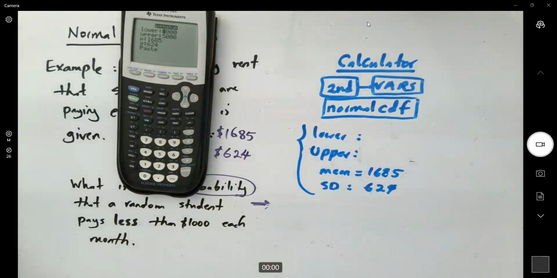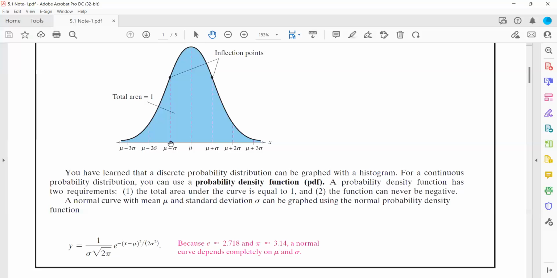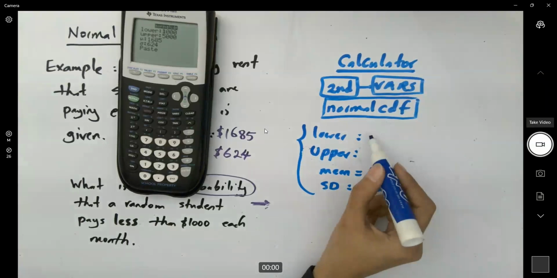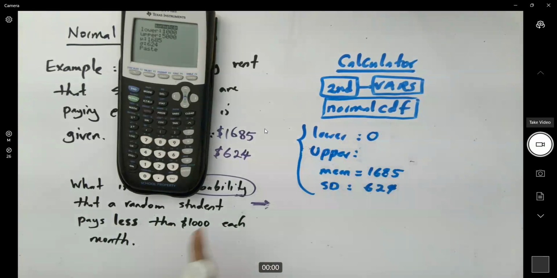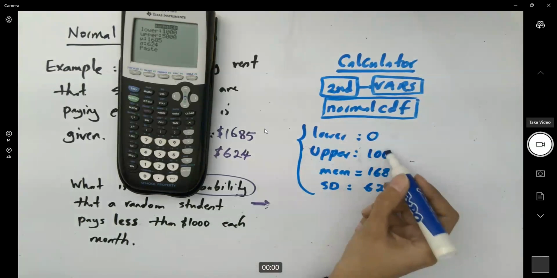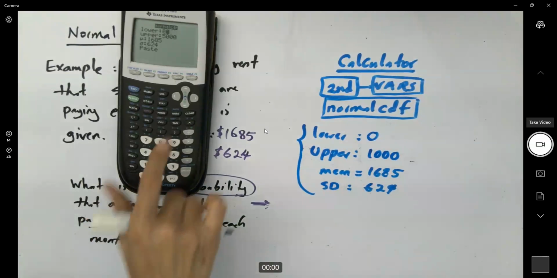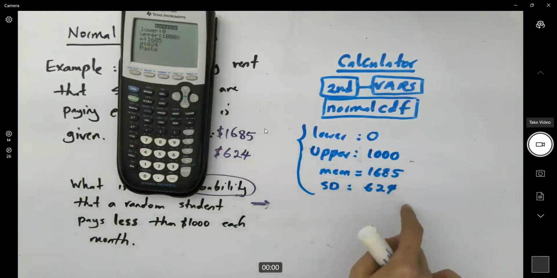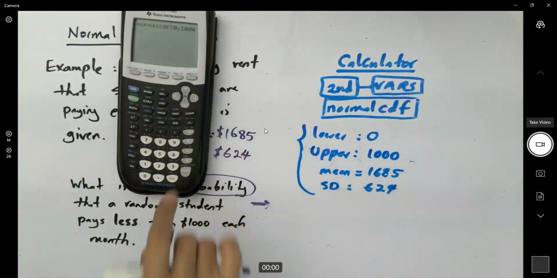Remember that when we talked about the graph of a normal distribution, the graph never touches the x-axis. It just approaches the x-axis on the left and on the right. So you can use a very small number and a very large number. So let's go back to our calculator. I'm going to, for example, use 0 for the lower limit, and the upper limit is $1,000. Okay, very good. So 0 and $1,000, mean the same, standard deviation the same. Just do the paste and do the calculation.